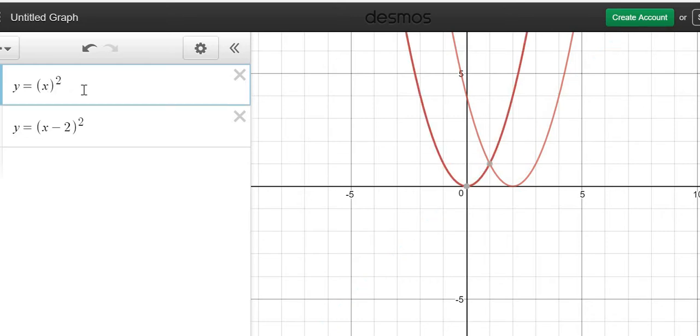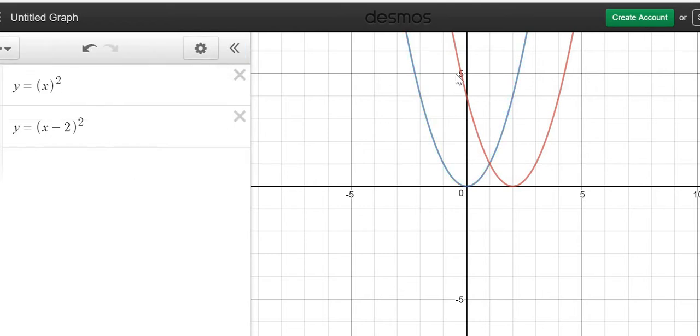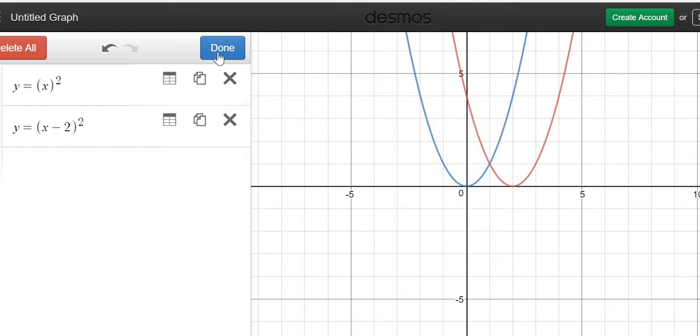Okay, that's the parent. Let's make it blue here. All right, done. Now you see the parent is blue. That's the blue graph. If I replace x with x minus 2, you will see that the graph has moved. The red one is 2 units to the right of the blue one. See, it works. Now, if I replace that with x plus 2, you will see what's going to happen.